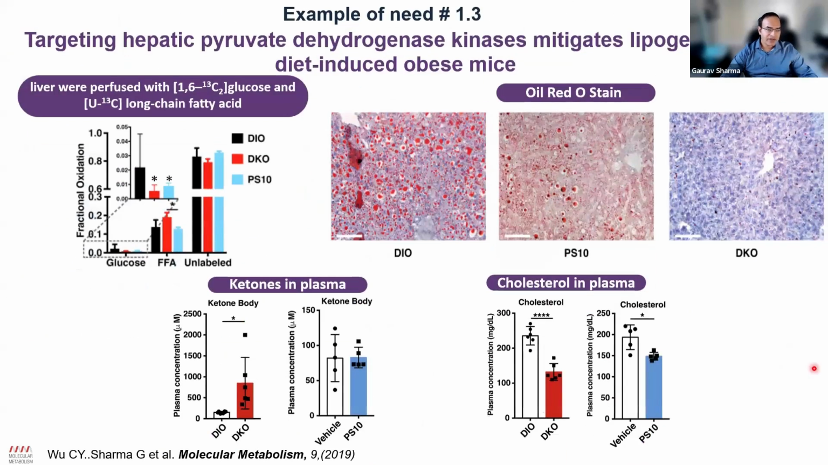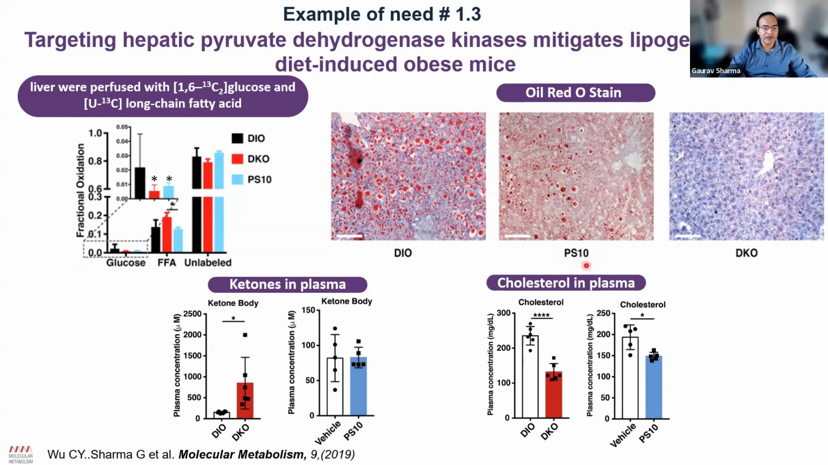I wanted to give another example where we targeted the pyruvate dehydrogenase kinases. Basically, pyruvate dehydrogenase kinase is an enzyme which regulates the pyruvate dehydrogenase activity, one of the important enzymes right before the TCA cycle. These are the diet-induced obese mice. If you look at their Oil Red O stain, this is diet-induced obese, where each red dot basically says that there is more lipid deposition inside the cells.